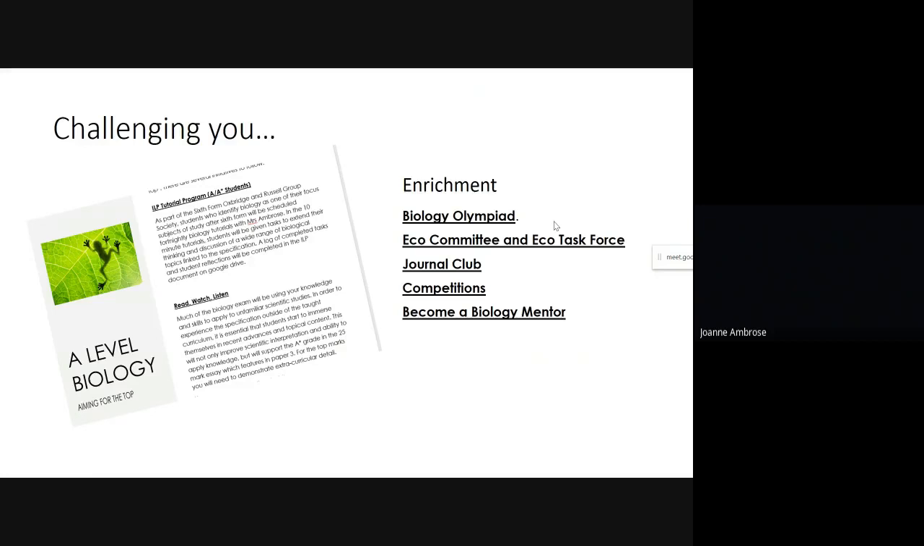We have a lot of enrichment opportunities as well. We have the Biology Olympiad, which is a national competition, which if you get through to the next round, you may well be competing at an international level. You can join me at the Eco Committee to take some really good lead roles which link into your biology specification, but also give you some really good key skills which you can put on your UCAS reference form.